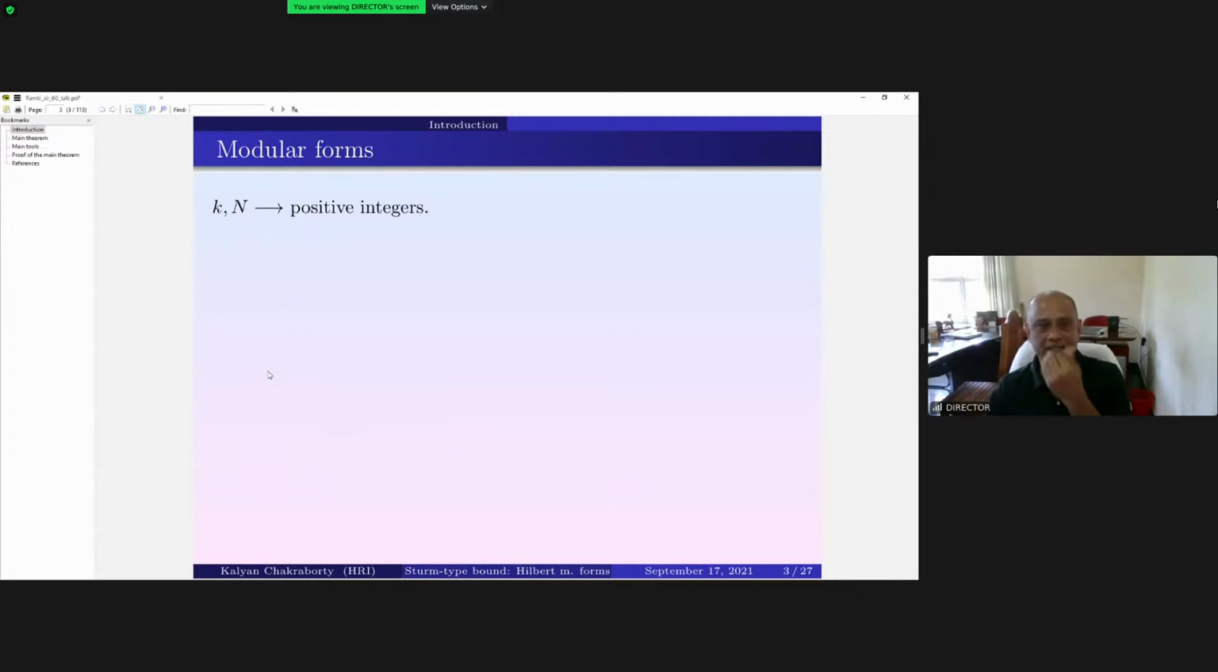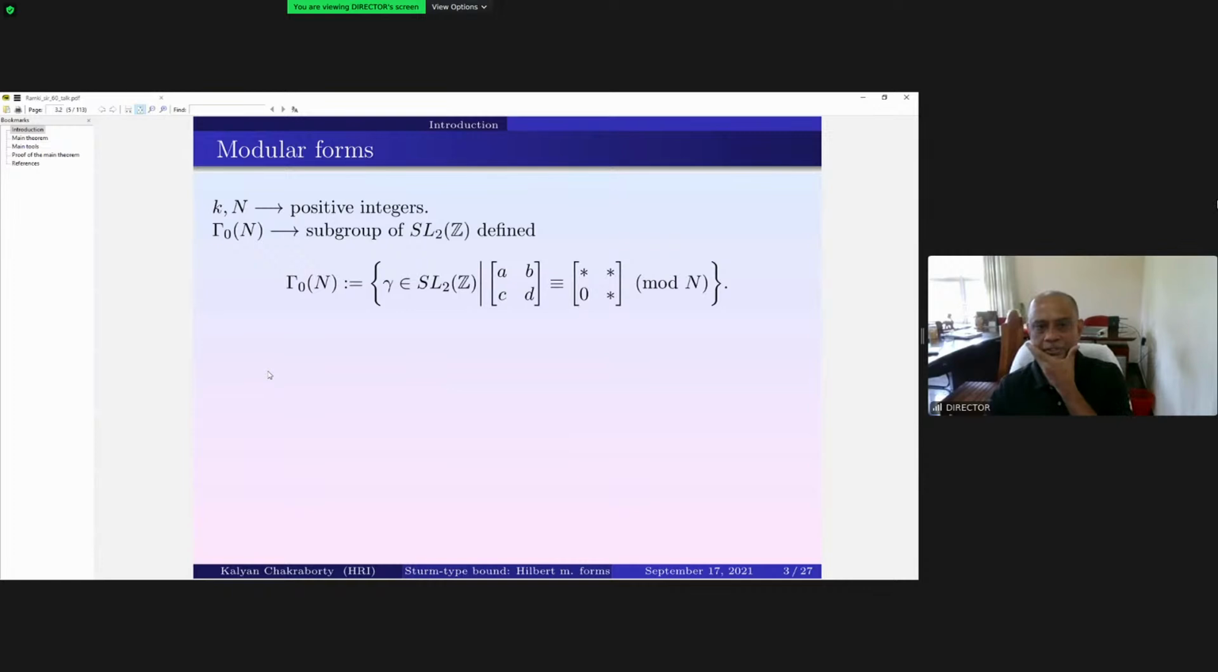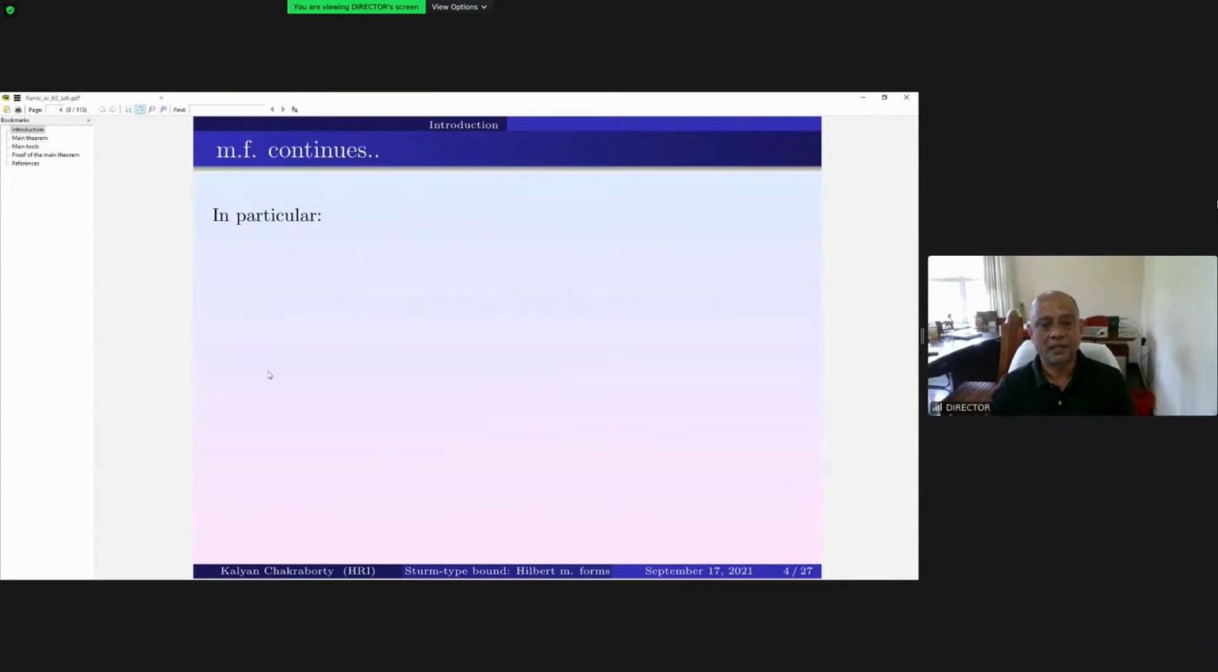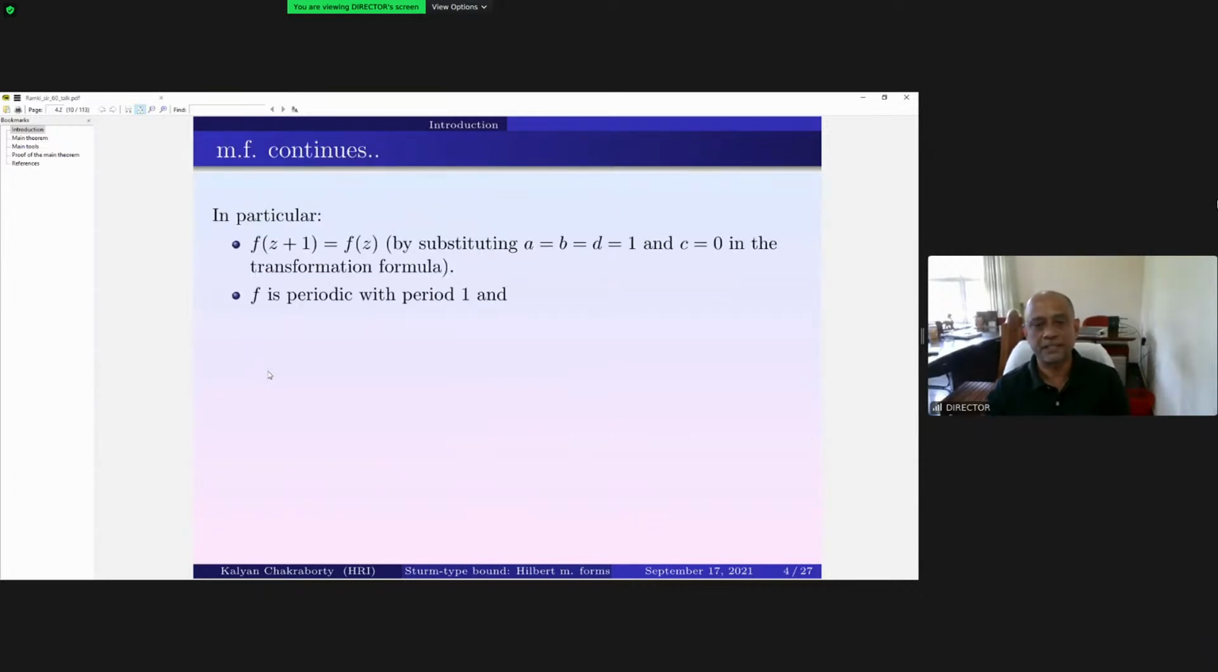So modular forms, there's nothing to really introduce, but just to keep the notations going. k and N are positive integers, Gamma_0(N) all of us know, and the definition of a modular form, just to put it on the frame, all of us know. It's a cusp form if it vanishes at all the cusps. And in particular, we have this nice Fourier expansion for these objects, and these a_f(n) are called the Fourier coefficients.